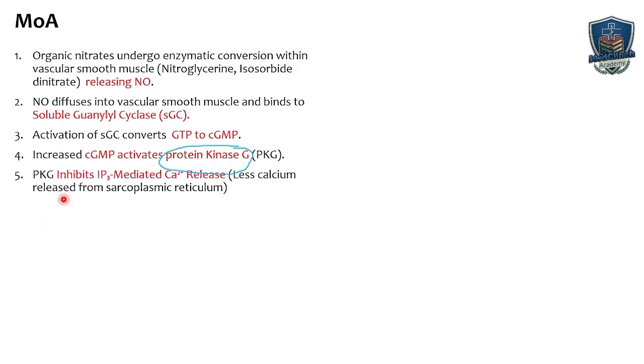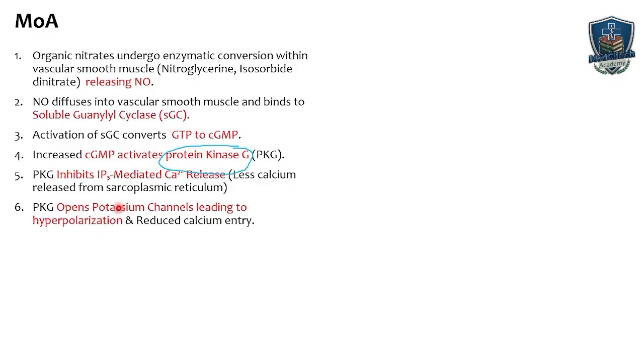Now, the PKG number one inhibits the IP3 mediated calcium release, which happens from the sarcoplasmic reticulum. So it will inhibit calcium release from the sarcoplasmic reticulum. That's the first thing. Number two, it will also open potassium channels, leading to hyperpolarization.